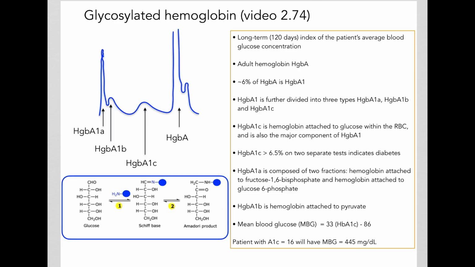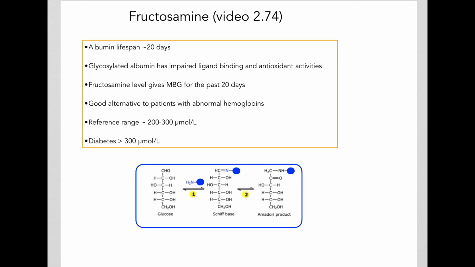In the next video, we shall discuss glycosylated hemoglobin, which is another test that is important for diabetes diagnosis as well as monitoring. And this was briefly discussed in video 2.74. We will also discuss the fructosamine test in the next video, which was also briefly covered in video 2.74.